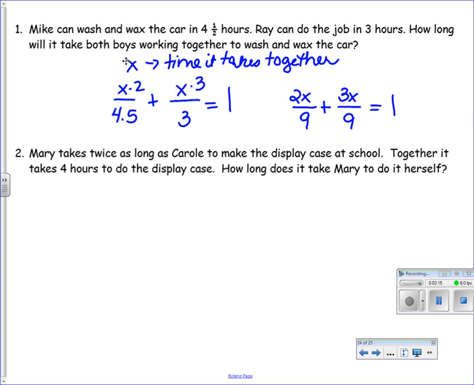Okay? Now, since my two fractions match, I can put them together. So we're going to have 5x over 9 equals 1. Now, I'm just going to get rid of the divide by 9. How do you get rid of a divide by 9? Multiply. So we multiply by 9 on both sides, and we get 5x equals 9, and then divide by 5 to finish the problem.